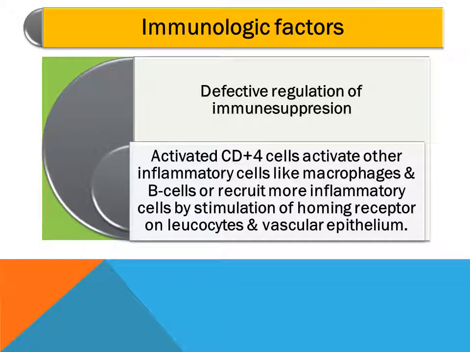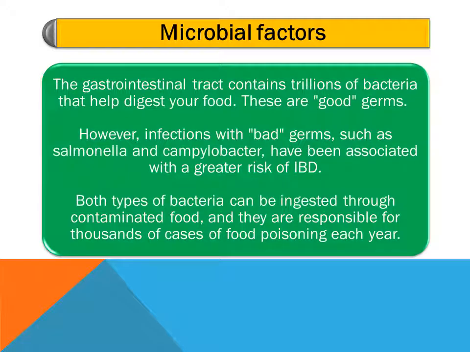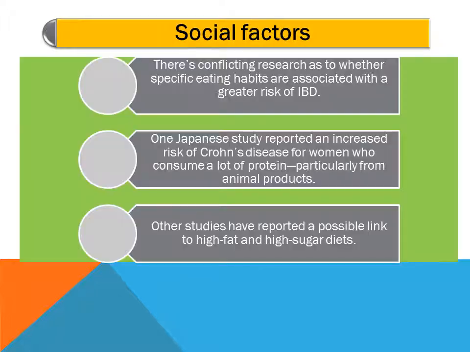As far as immunological factors are concerned, there is defective regulation of immunosuppression, that means the activated CD4 cells activate other inflammatory cells like macrophages and B cells, which recruit more inflammatory cells by stimulation of homing receptors on leukocytes and vascular epithelium. Microbial factors: the gastrointestinal tract contains trillions of bacteria that help digest our foods. They are good germs. However, infection with bad germs such as Salmonella and Campylobacter has been associated with a greater risk of IBD. Both types of bacteria can be ingested through contaminated food and they are responsible for thousands of cases of food poisoning each year.